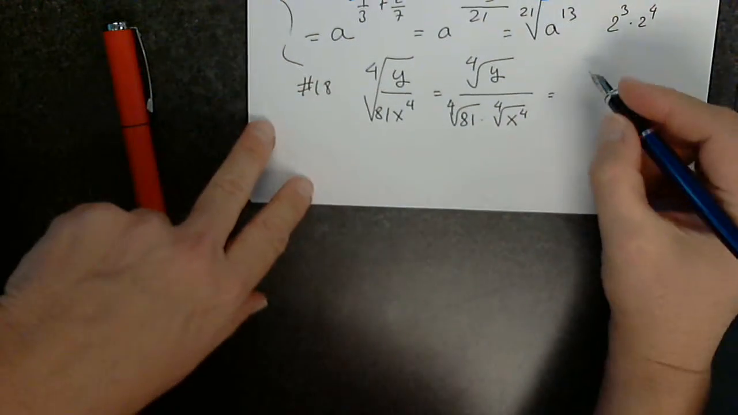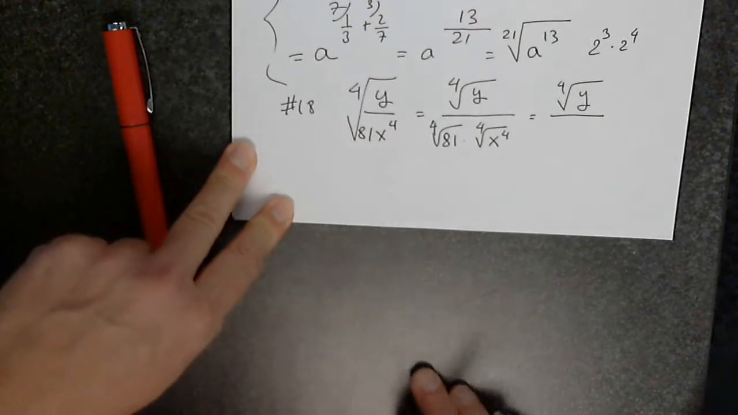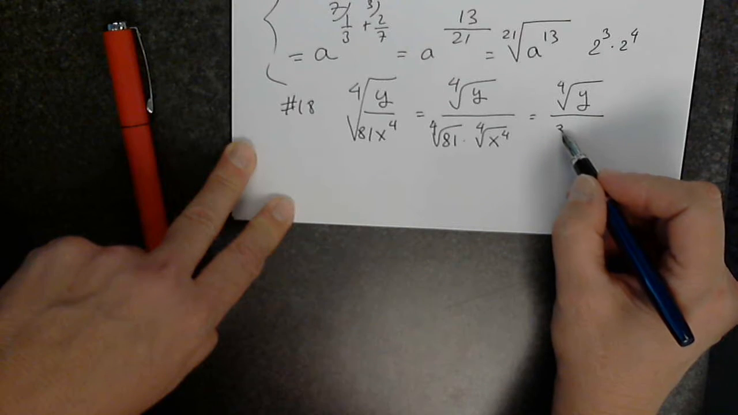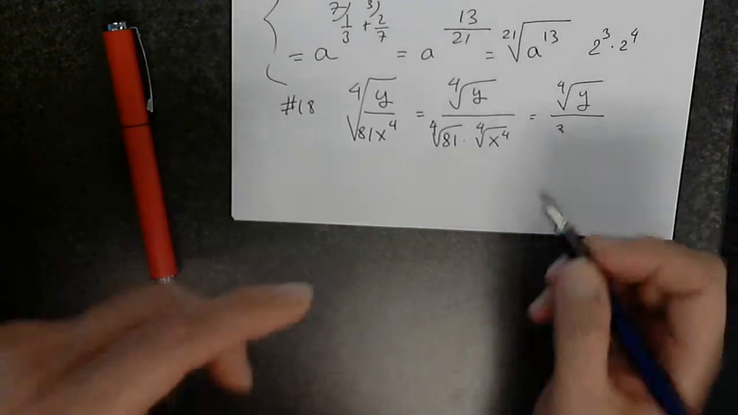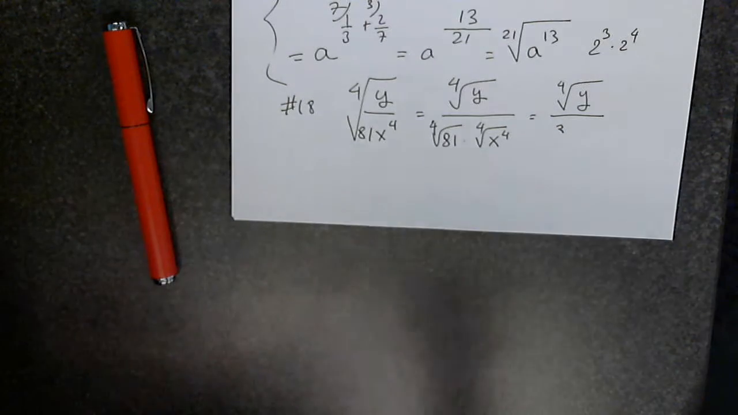So the fourth root of y has to stay. There is nothing we can do to that. But the fourth root of 81 is 81 to the power 1 over 4. I have to ask myself which number I raise to the fourth power to get 81.